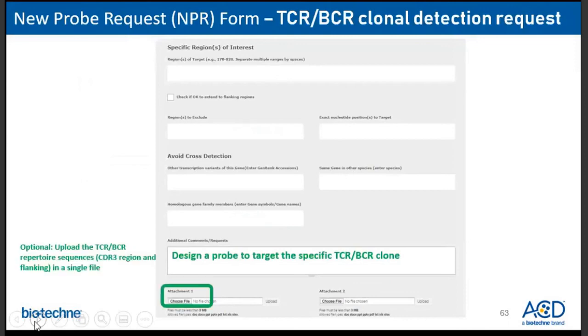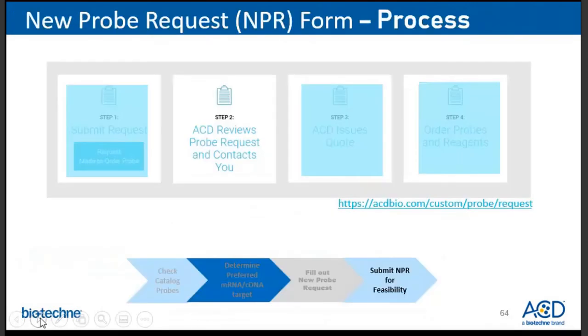And so any repertoires that you have for your TCR, BCR clones, you can upload those as an attachment. If you would like us to avoid those during design or detect those during design, just let us know. We can do that for you as well. But those are really important to make sure that you're isolating that particular TCR, BCR clone in your sample.